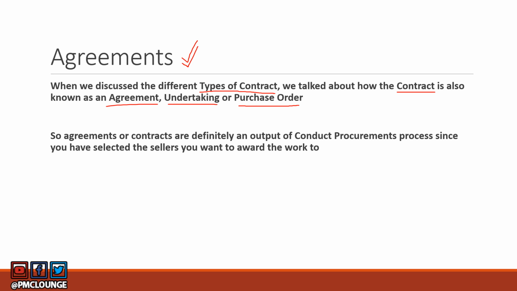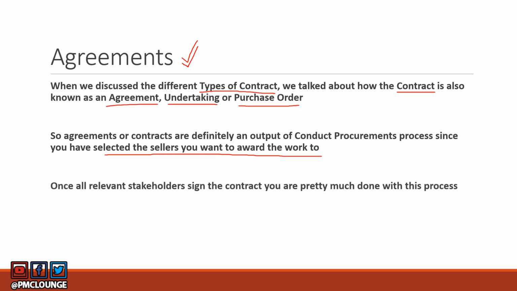You have selected the sellers you want to award the contract to as part of the selected sellers output. So you have selected the sellers and you have given them the contract, awarded them the contract. And when all relevant stakeholders sign the contract, you are pretty much done with this process, because you have selected the sellers, you have awarded them the contract, and all relevant stakeholders have signed the contract. So the conducting procurement process is actually done.